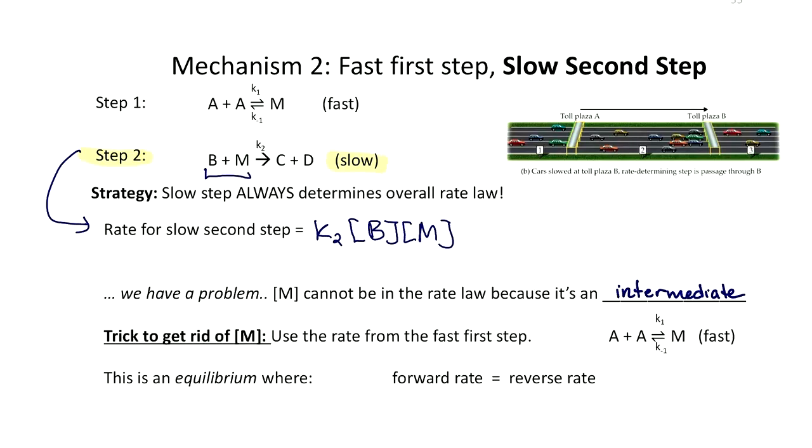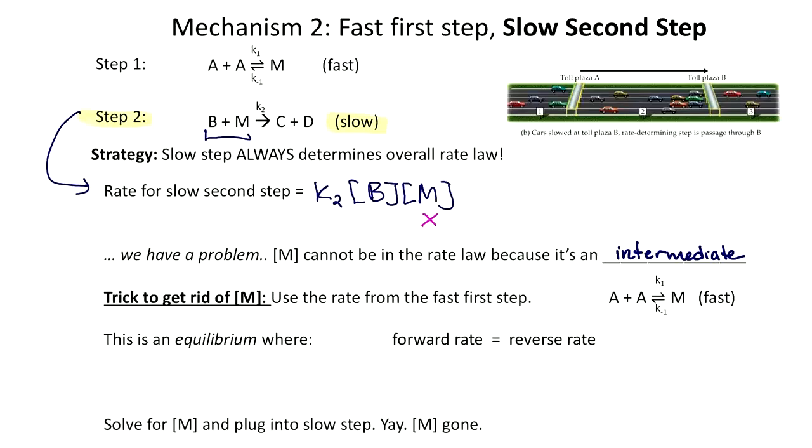All right, so if this was the first kind of mechanism, we'd be done. But we have a problem. M is an intermediate. Do we ever add an intermediate to a reaction? No, it's always created and then consumed in the next step. So we can never add M into our reaction, so we need to get rid of it. And here's the trick to get rid of it. We're going to use the first step to help us get rid of it. All right, we can't have M. It's not allowed. It's an intermediate.